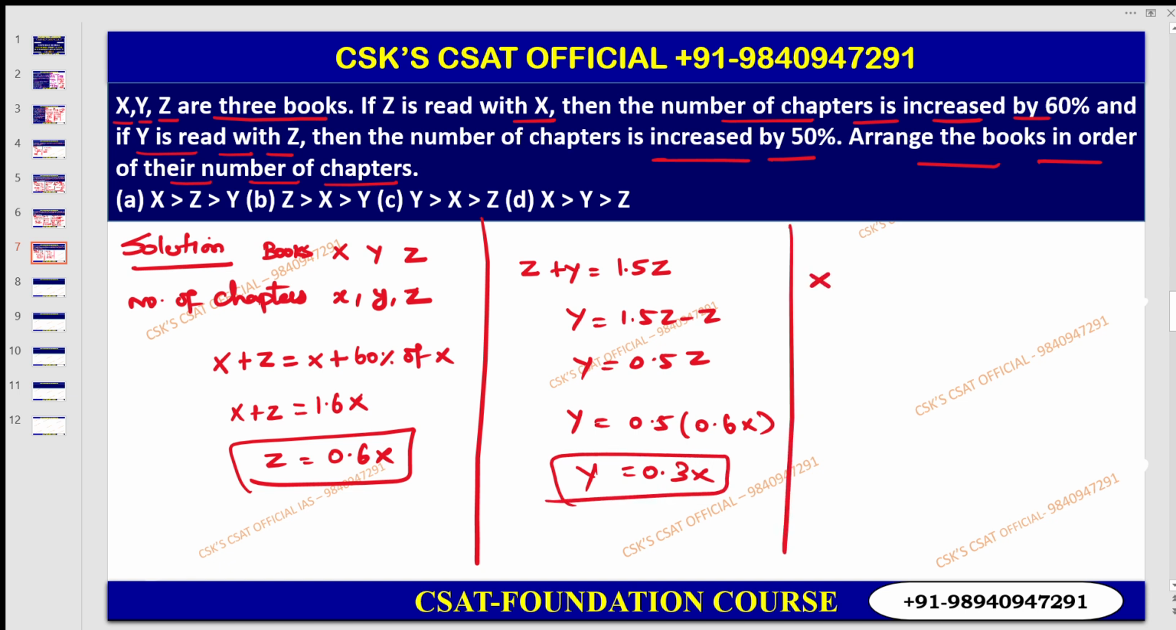So x is greater than. This is only 0.6 of x, right? 0.6 of x means x is greater, because x here is nothing but x only. That is full x, that is 1x. So here 0.6. Therefore 1 is greater than 0.6. 0.6 is greater than 0.3, right, of x. So x is greater than z, greater than y. So which is the right answer here? A option. So be careful with this kind of simple arrangement questions also.